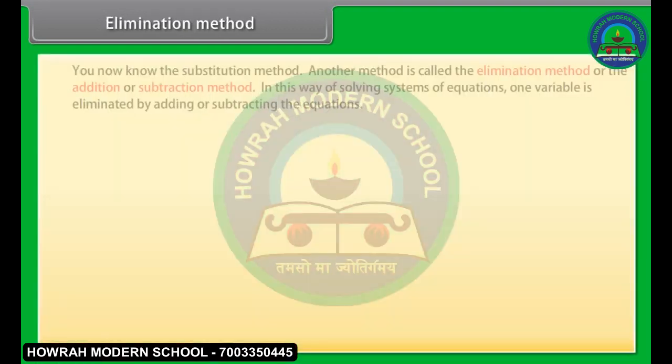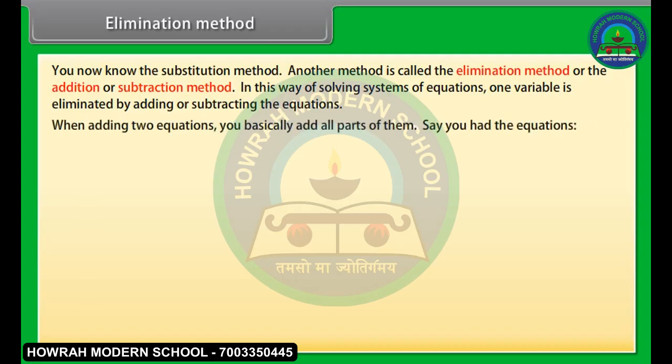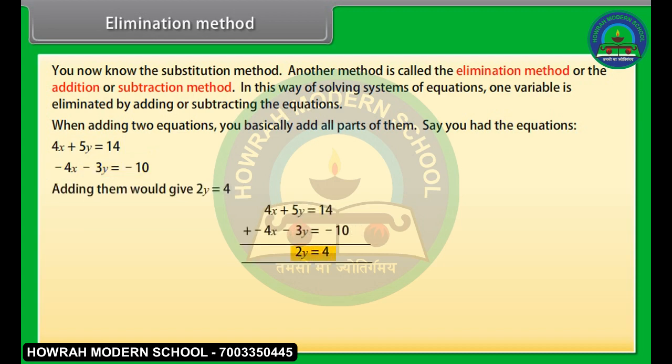Elimination method. You now know the substitution method. Another method is called the elimination method or the addition or subtraction method. In this way of solving systems of equations, one variable is eliminated by adding or subtracting the equations. When adding two equations, you basically add all parts of them. Say you had the equations 4x plus 5y is equal to 14. Minus 4x minus 3y is equal to minus 10.